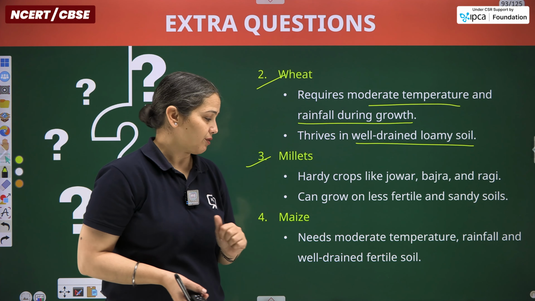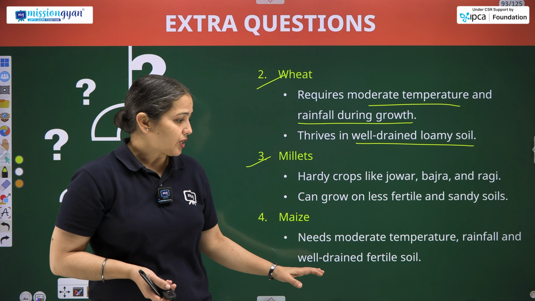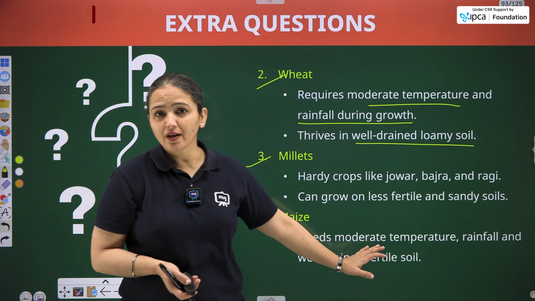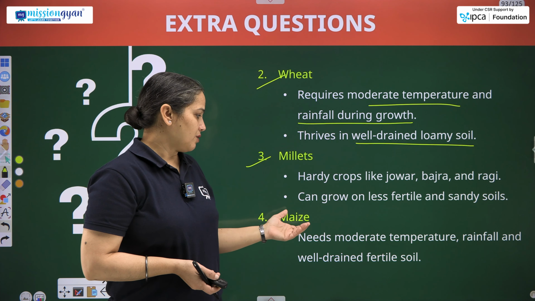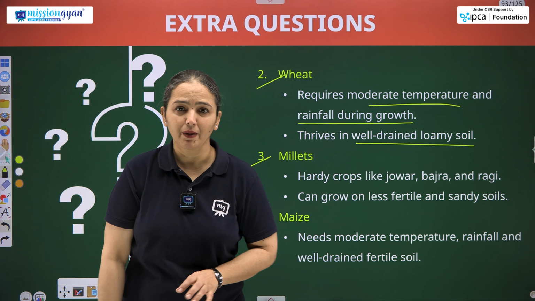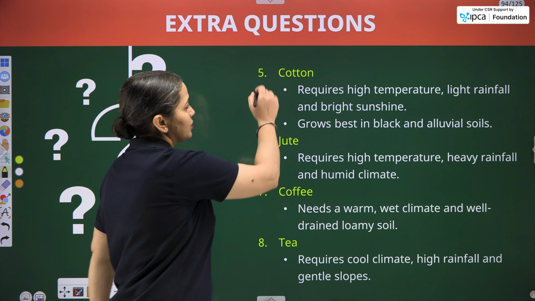It means moderate rainfall along with well-drained fertile soil. No stagnant water, no heavy rainfall, simple irrigation, and up to the extent whatever is required by the cultivation of the maize. There are some others. Cotton.